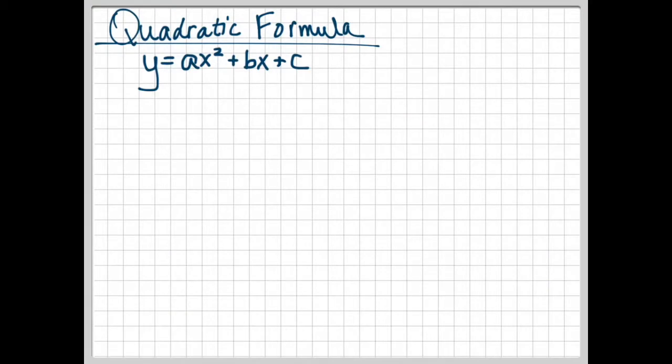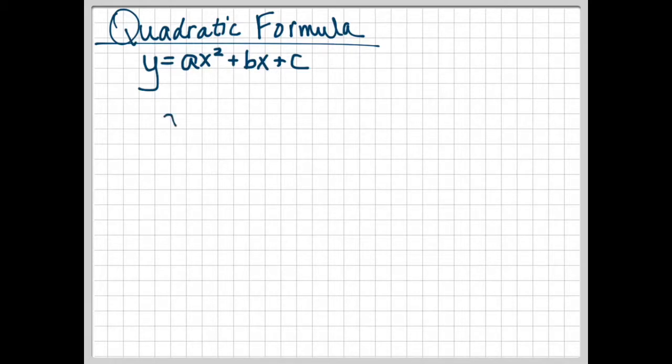Today we'll be talking about using the quadratic formula to solve quadratic equations. So when we look at this y equals ax squared plus bx plus c, we know this is a quadratic equation because it has an x raised to the second power. So if I wanted to solve this equation, if I had values in for a, for b, and for c, then I would use the quadratic formula.